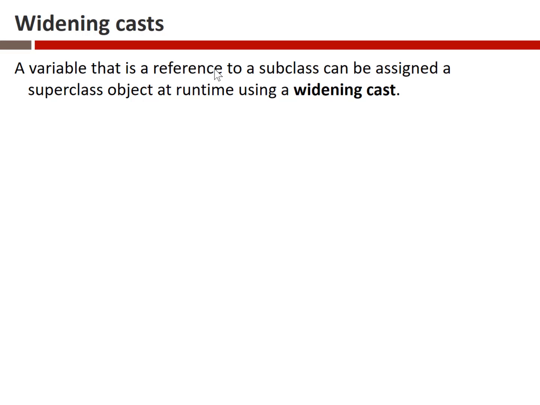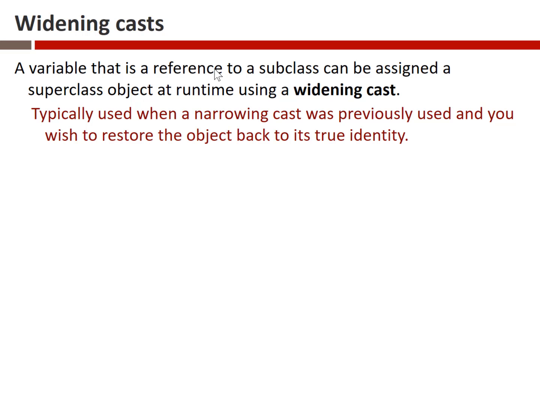What I can use a widening cast for is to put something back once I've cast it the other direction, okay? So this is typically used when a narrowing cast was previously used and you wish to restore the object back to its true identity. Okay, so what in the world does that mean? Let me show you an example of this.